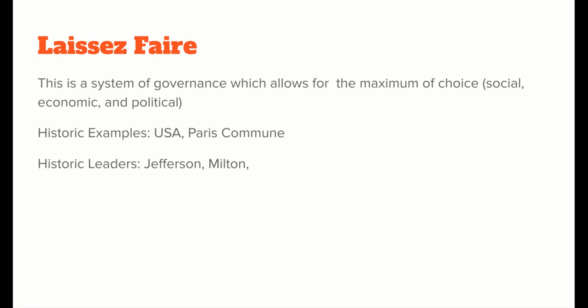And Milton is an example of that. That's more like a right-wing libertarianism or laissez-faireism. And then the Paris Commune is an example of a left-wing one. It was an anarchist communism that existed for about a year or two in Paris, from about, I think, 1871 or so. It's more of a left-wing libertarian idea, where everyone kind of looked out for each other. But it was still laissez-faire libertarian. It was maximum choice and no formal government. People made choices in councils and direct democracy.